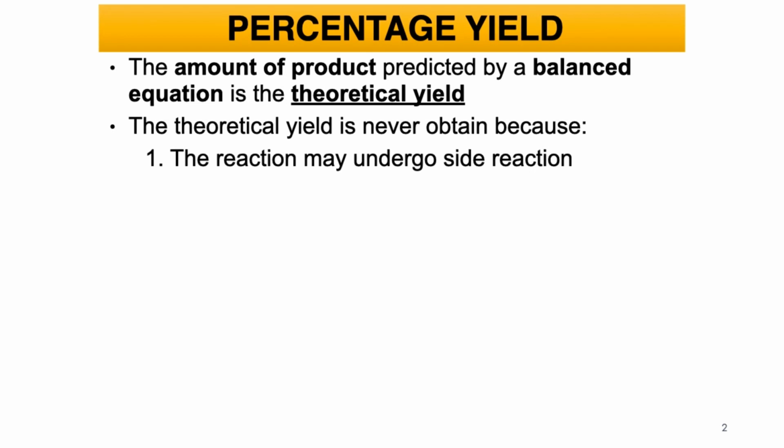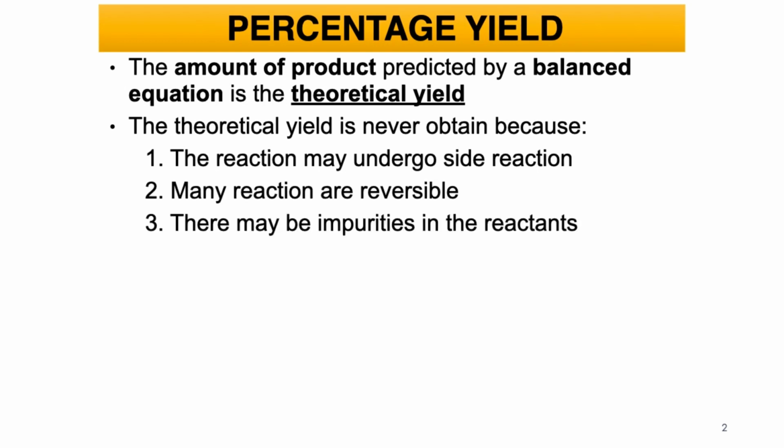The reaction may produce side products. Second, many reactions are reversible. Third, there may be impurities in the reactants. For example, in experiment 2, you have to weigh 0.25 gram of the zinc powder. Maybe some of the zinc powder is not pure.